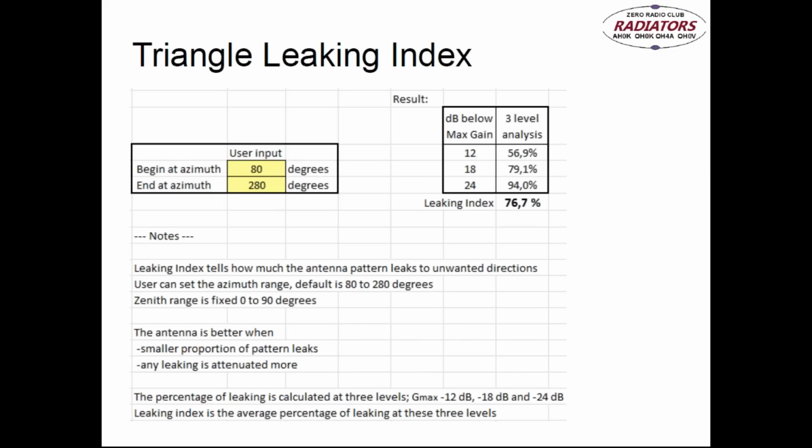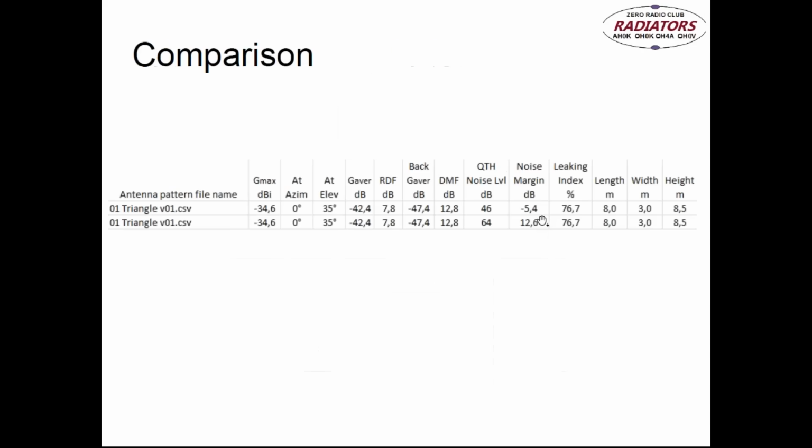Then the leaking index. The leaking index with this azimuth range gives like 56.9% at the minus 12 dB level, and then going to the average, it's like 76.7%. How this relates to other antennas, we will see after the break, but here's the first comparison table. The noise margin is the only figure changing here because we changed the QDH from 46 decibels to 64 decibels on the noise level.